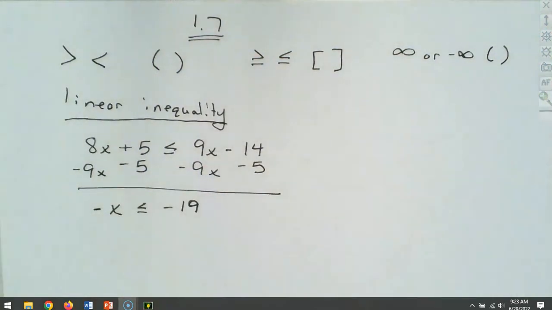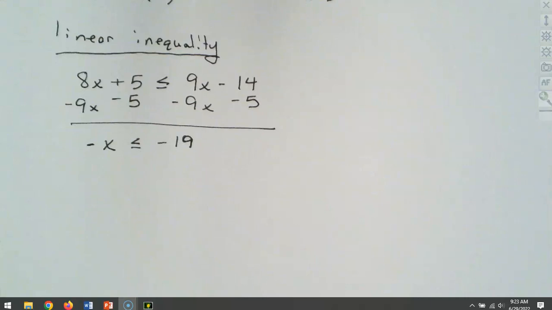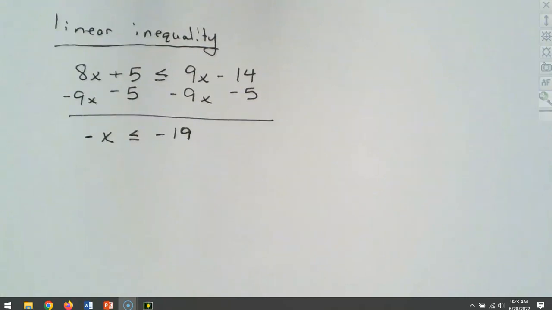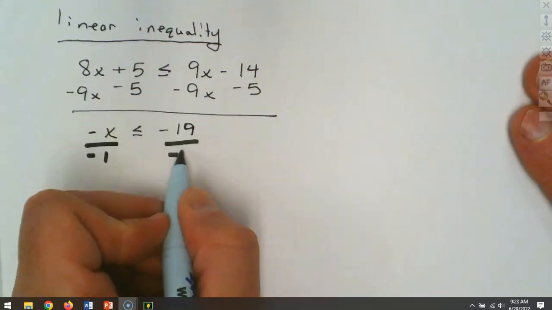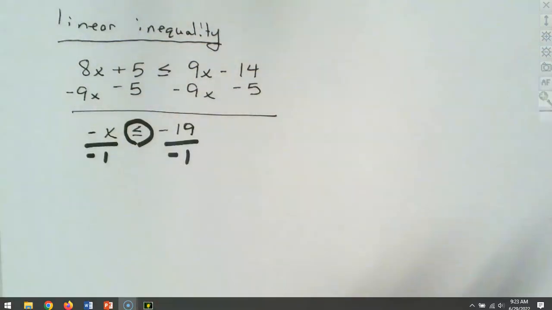Now, I made this one up on purpose to be very easy to solve and also to illustrate one of the facts that we have to remember. And hopefully you all remember, whenever you divide by a negative number in an inequality, what does that do to my symbol? It flips it, right? So when we divide by a negative 1 here, that's going to make that flip around.